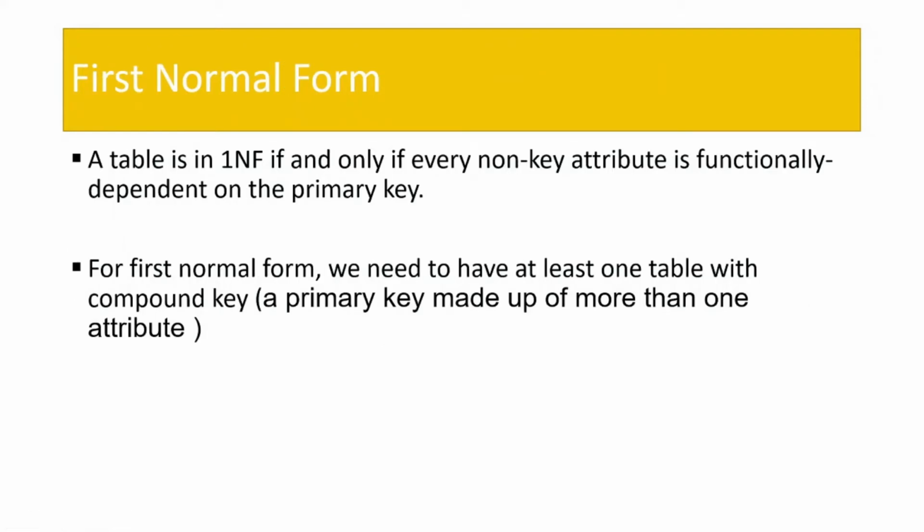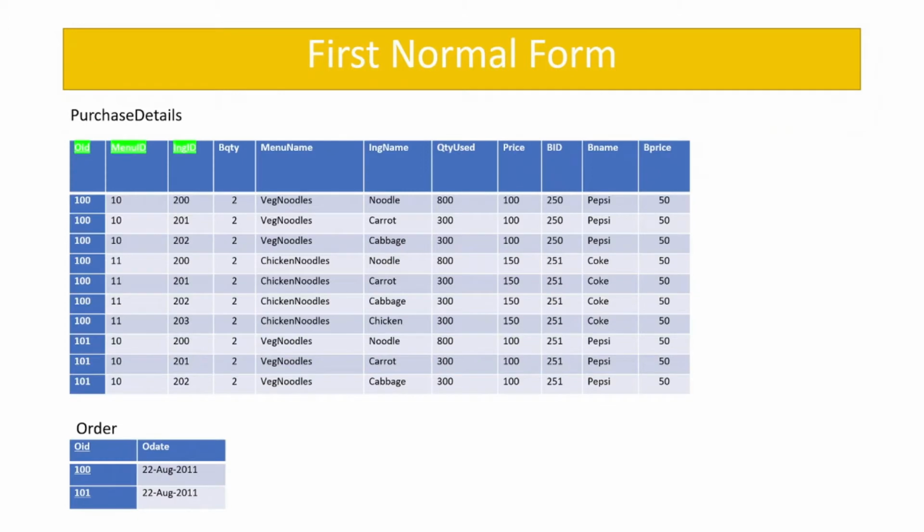A table is in first normal form, 1NF, if and only if every non-key attribute is functionally dependent on the primary key. For first normal form, we need to have at least one table with a compound key. So that's something important that you need to know. In my 1NF, one of my tables will have more than one column that forms a primary key. That is a composite key, a compound key.